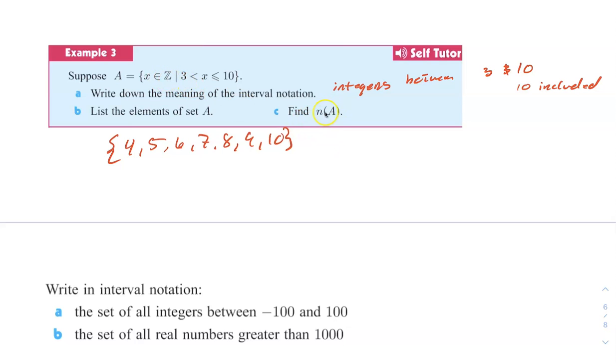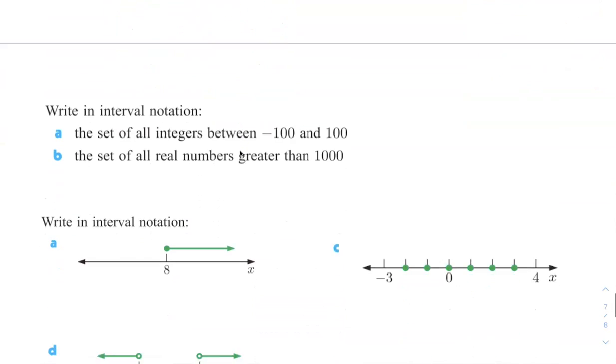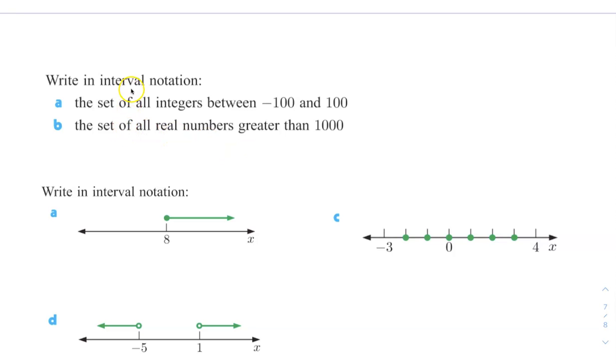Find the number of elements in A. So how many things do I have? 1, 2, 3, 4, 5, 6, 7. So the number of elements in A is 7. Write in set builder notation: the set of all integers between -100 and 100. Again, it's integers, so that means I have to say x is an element of Z such that we're between -100 and 100. When you're between, we don't consider it included. So something like that.